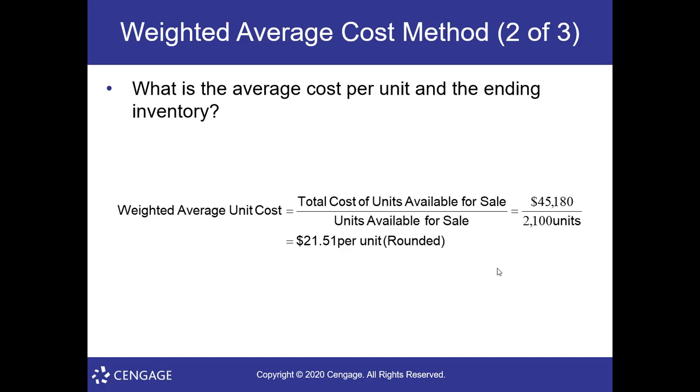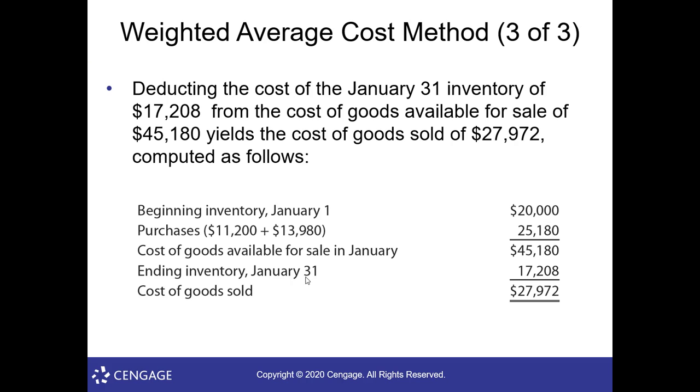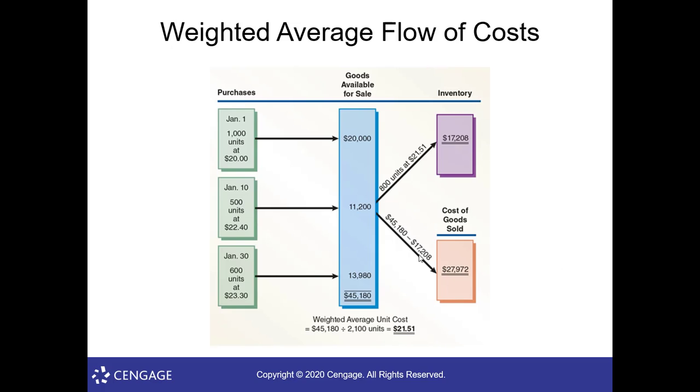Then weighted average is that we calculate the total $45,180 divided by 2,100 units gives us $21.51, 800 of which are ending inventory, and the balance of 1,300 units are cost of goods sold. So that's this. 800 units, subtract that cost from the total, gives us 27,000. And that's it.